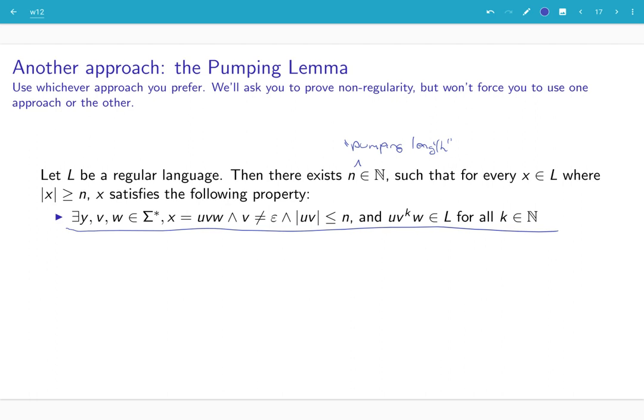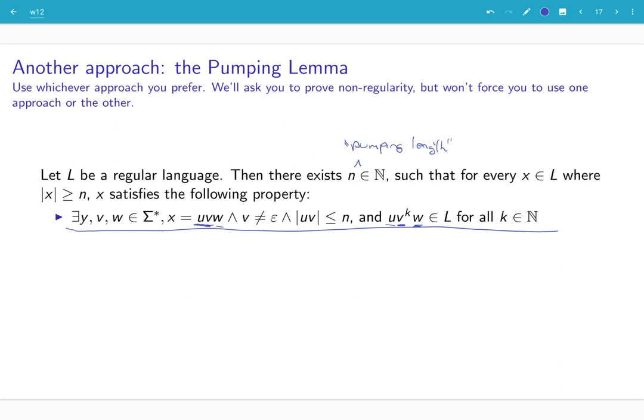Okay, so we're saying that x can be broken down into the concatenation of three strings, u, v, and w, with the property that v is not empty, and the prefix uv has length no greater than n, and for every k, u plus k concatenations of v plus w is also in the language.